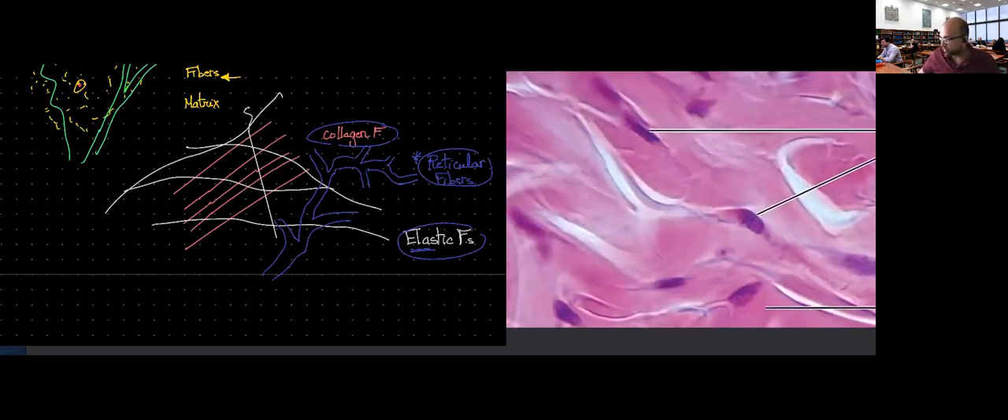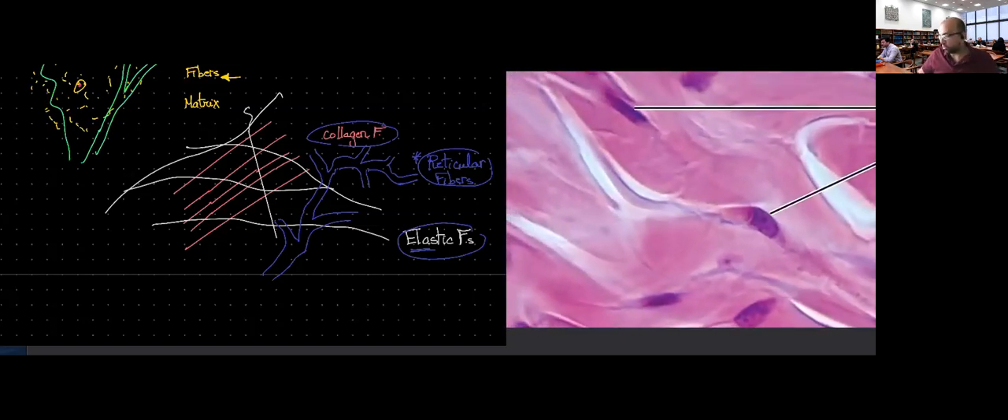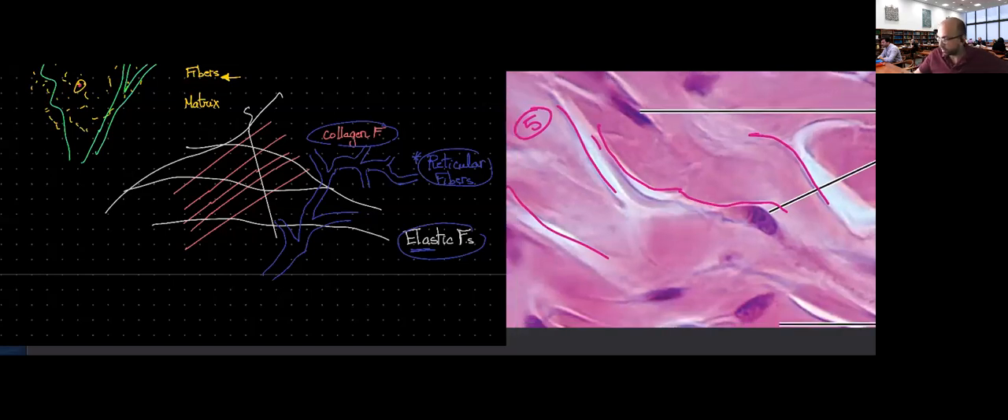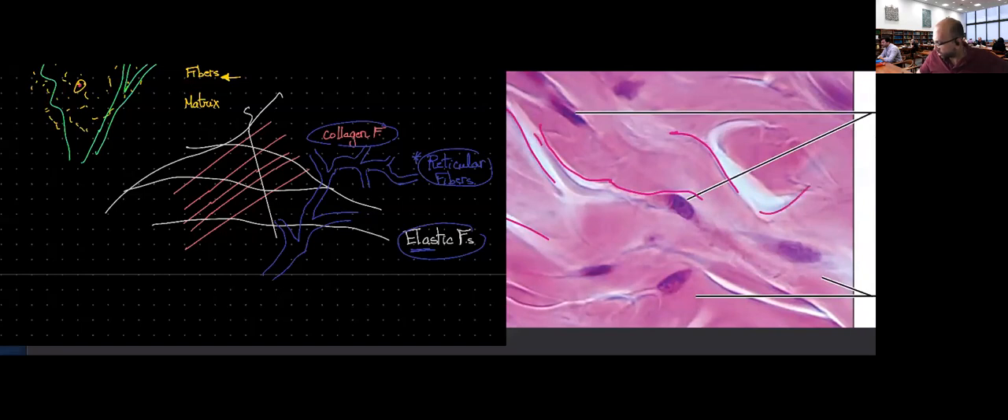Let's see this one. What do you think? Answer this as number 5 here. What do you think are those fibers? See on here.